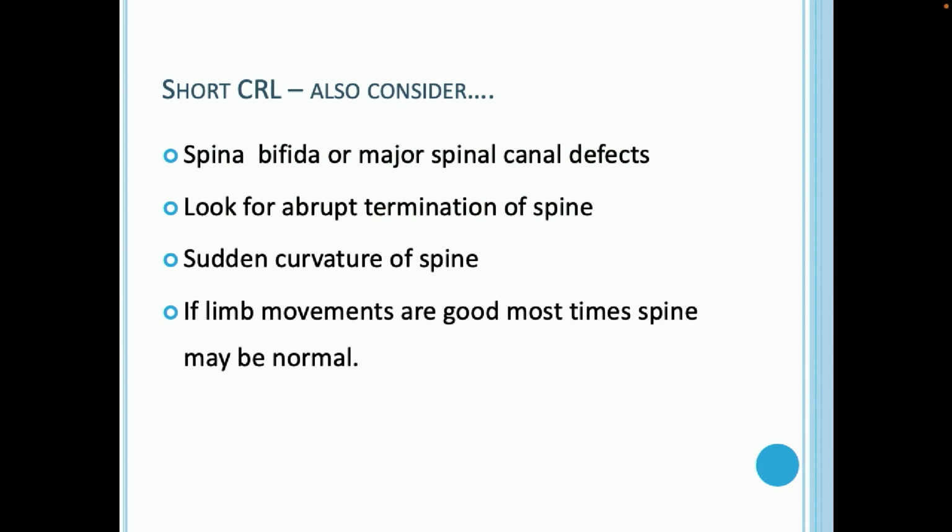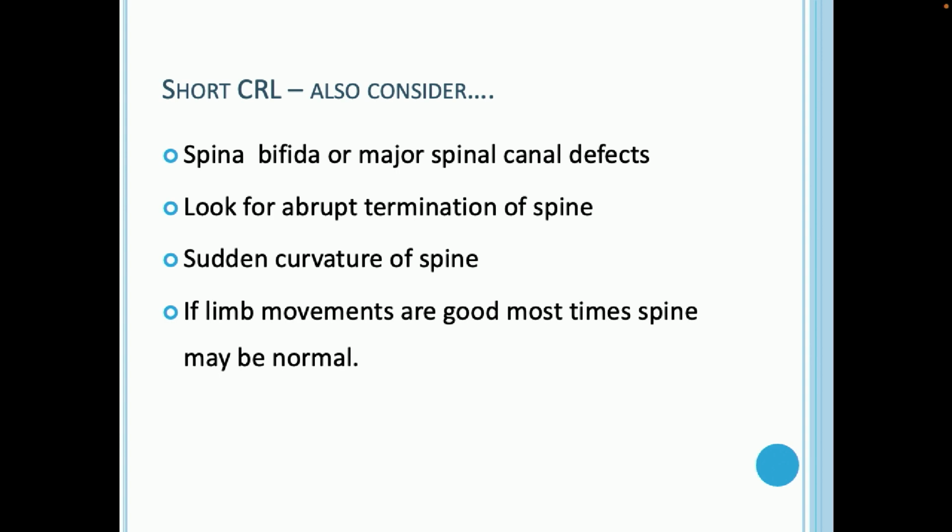But whenever you find a short CRL, apart from the chromosomal and apart from failing growth of the fetus, also think of spinal canal abnormalities. In early major spinal canal defects, it is possible that the lower part of the spine is not developed, and for that reason the CRL may appear very, very short.